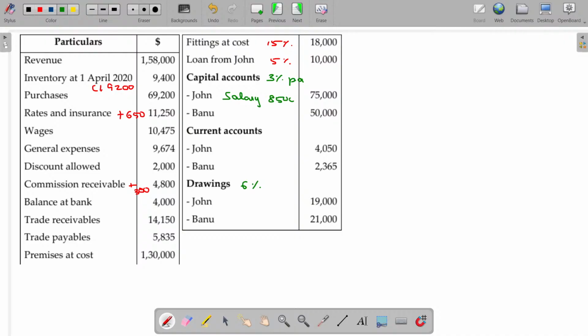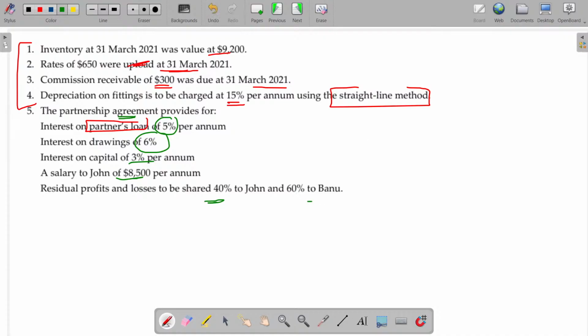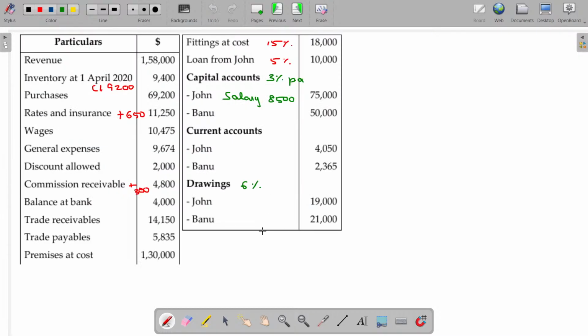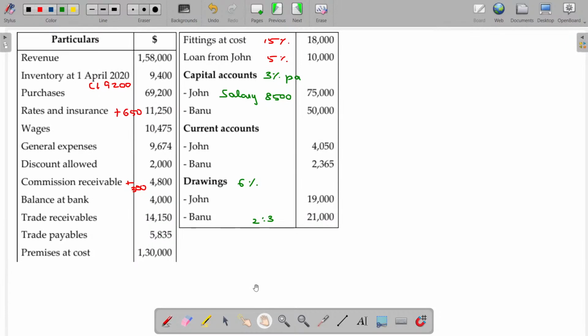The items recorded in green color are for appropriation. And profit and loss is shared between John and Bonu in the ratio of 40%, 60%, otherwise 2:3. You can cancel this, and 4:6 is otherwise 2:3. So 2:3 is the ratio. We'll start with the income statement, trading section, and income section.